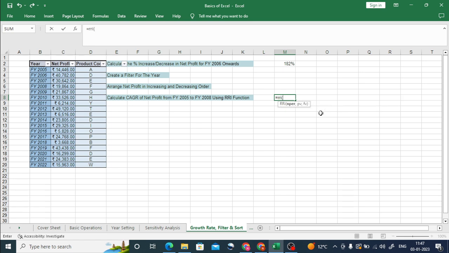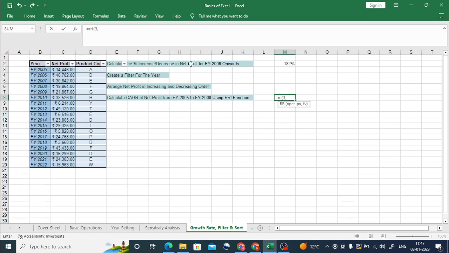Now it is asking you three things. The RRI function is asking you about three things: N per, which is number of periods, PV being the present value, FV being the future value. So what are the number of periods? From 2005 to 2008, we have three number of periods. 2005 to 2006 being the first one, 2006 to 2007 being the second one, and 2007 to 2008 being the third one. So number of periods is 3, comma.